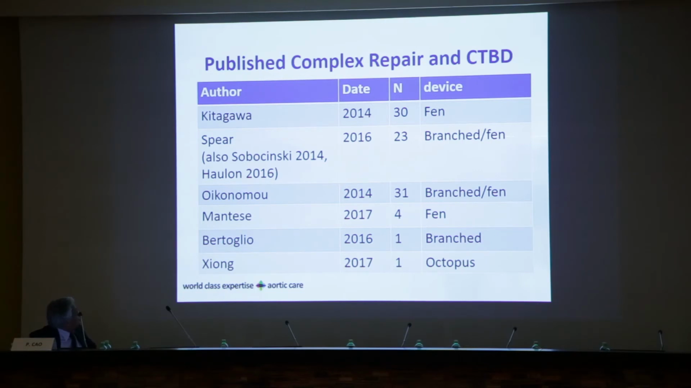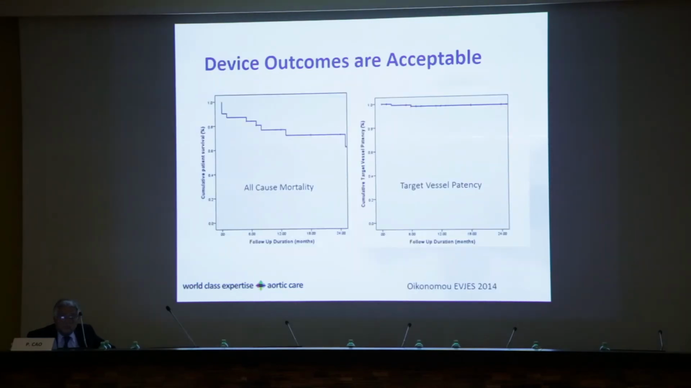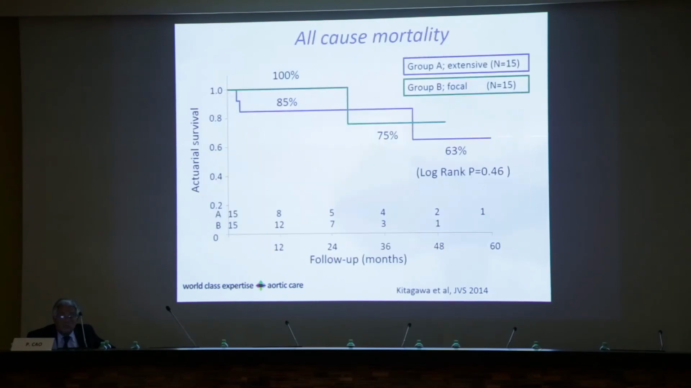So what is the published literature on complex repair? Well, there are a couple of series and a couple of case reports, one being a really great case from this center. And you can see that there's a variety of different types of devices that are used in order to repair. And at the end of the day, the all-cause mortality and the target vessel patency doesn't appear to be that different compared with complex endovascular repair for regular degenerative aneurysms.